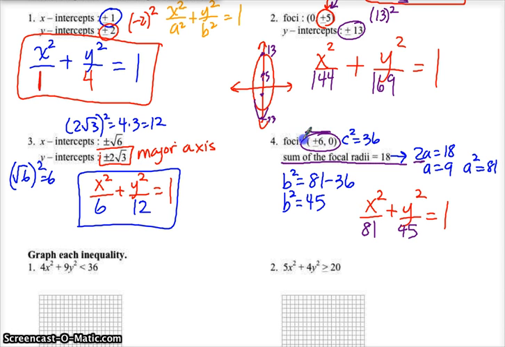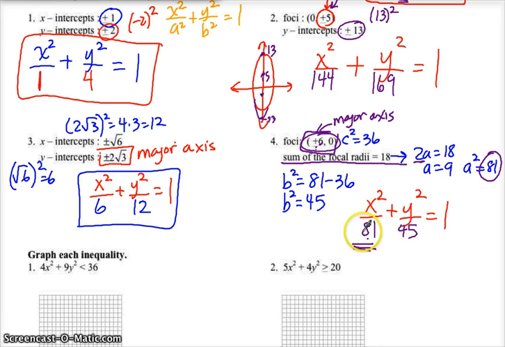Well, I also gave you the foci right here. The foci are plus or minus 6, 0. Remember, the foci are always on the major axis. So that told me that x has the major axis, so the bigger number has to go under the x squared. Again, how did I know that? Because the foci were in the x position here, plus or minus 6, 0. So the x-axis is the major axis.